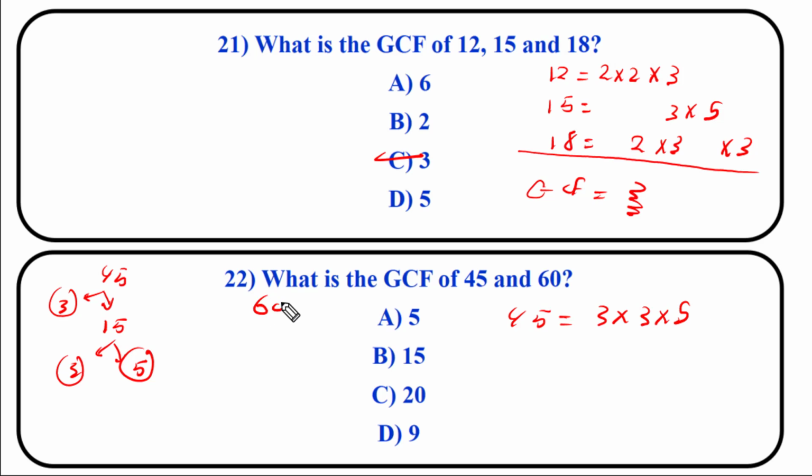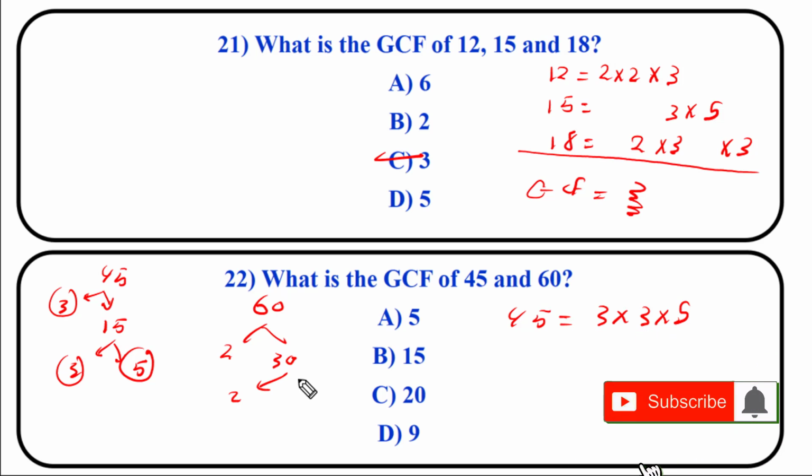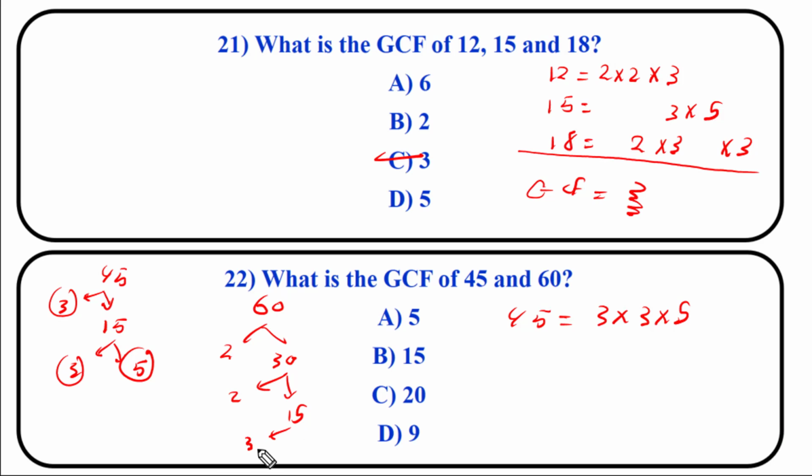60 is an even number, divisible by 2, equals 30, sorry. 30 is an even number, divisible by 2, equals what, guys? Equals 15, and 15 is divisible by 3, equals 5. Now the prime factors of 60 are what? 2, 2, 3, 5. Now we can write 60 equals 2 times 2 times 3 times 5.